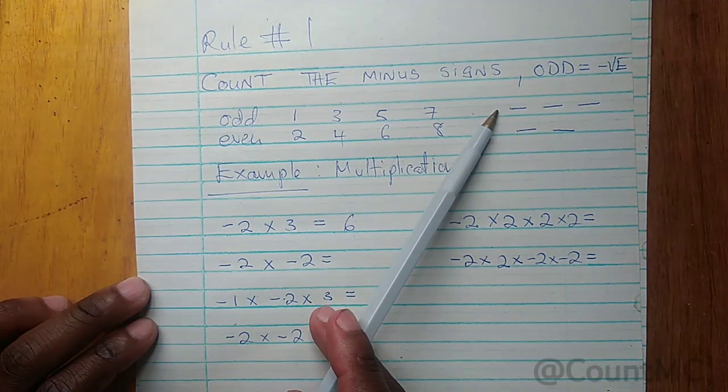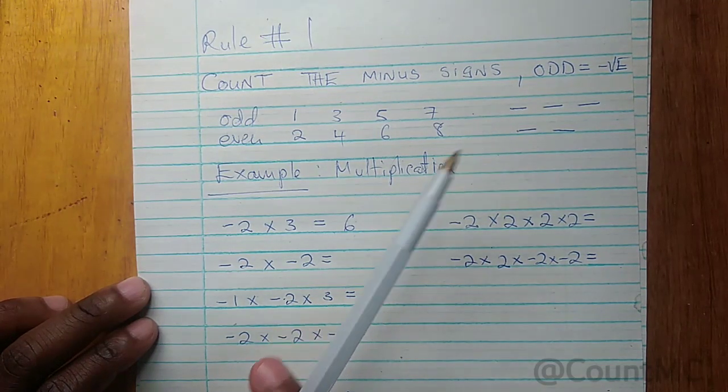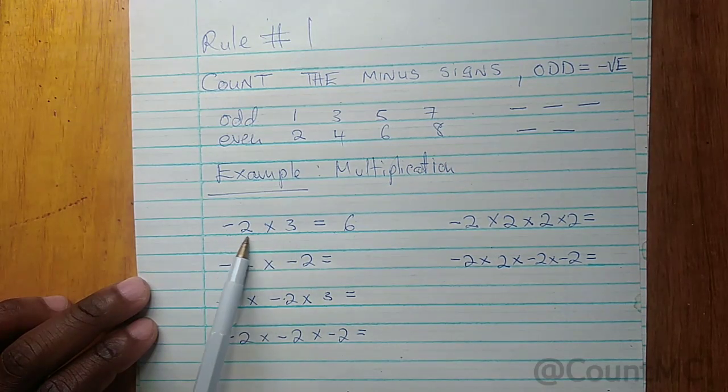Now remember our skill, count the minus signs. If the number of the minus signs is odd, then the answer is negative. How many minus signs do we have here? We have only 1. 1 is an odd number.